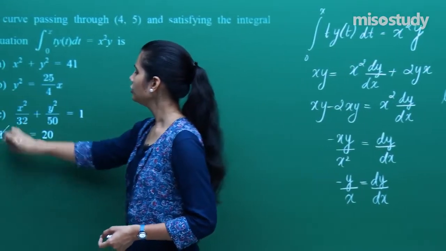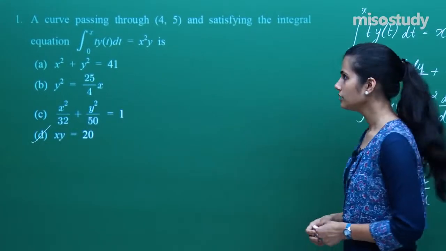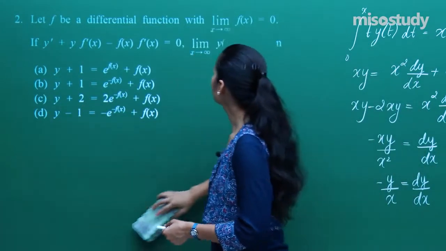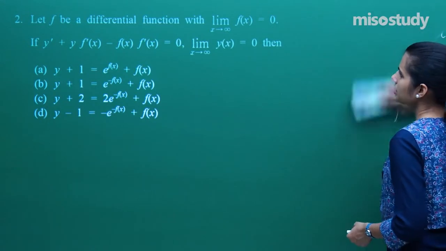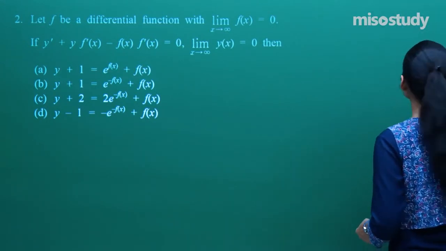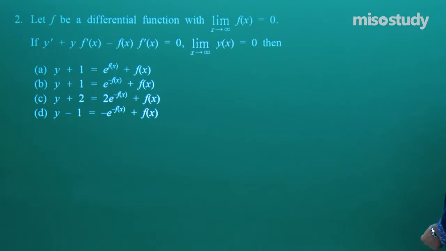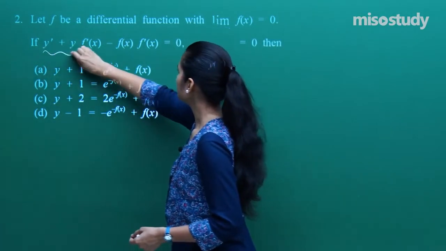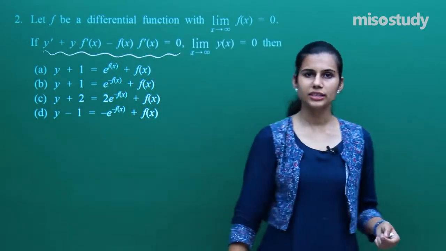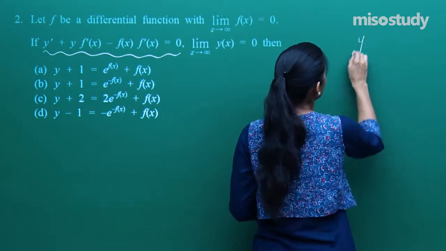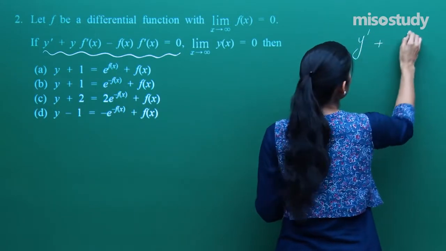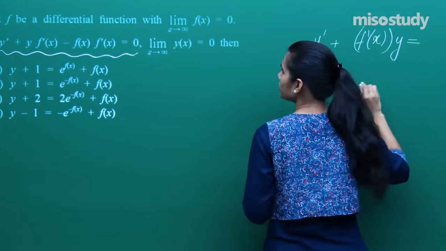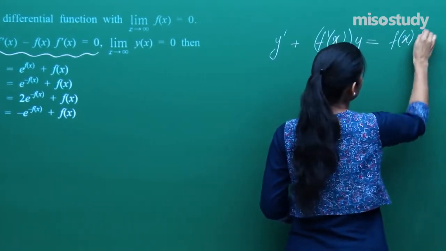xy equals 20. Clear? Moving to the next one, we have that f is a differentiable function with limit at infinity being 0. If limit of x tends to infinity, y of x is also 0, then which among the following is true? Now if you observe this carefully, what is this trying to say? It is saying y dash plus f dash x into y equals fx f dash x.